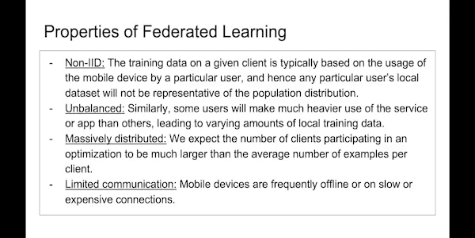So the next property of federated learning is that the data tends to be unbalanced because it varies. The usage statistics vary from each user. One user could use their mobile device a lot while the other would not. So it really gives rise to a lot of data imbalance.